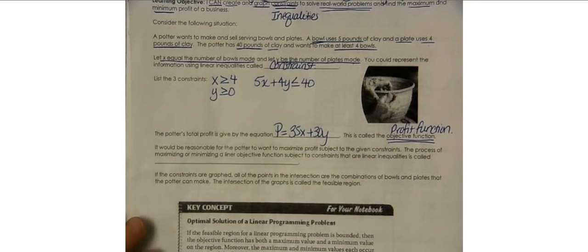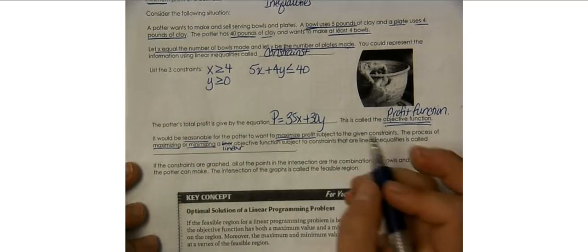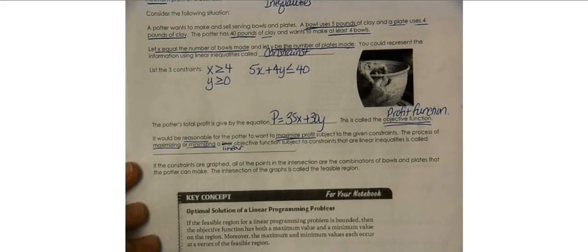It then says it would be reasonable for the potter to want to maximize his profit subject to the given constraints. This process of maximizing or minimizing a linear objective function, and this word is linear, subject to constraints that are linear inequalities, is called linear programming. So linear programming is where you take a set of constraints that we identify and work with an objective function to identify the maximum profit or the minimum profit.